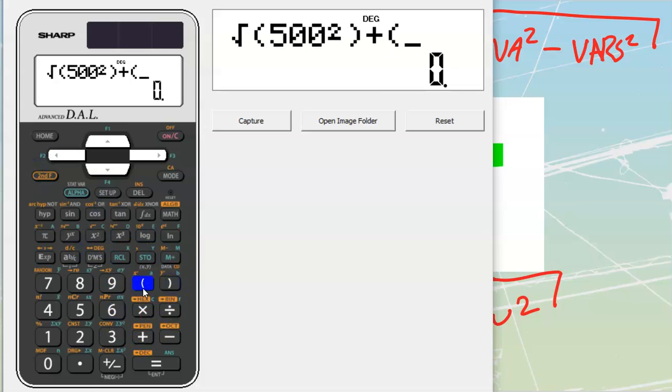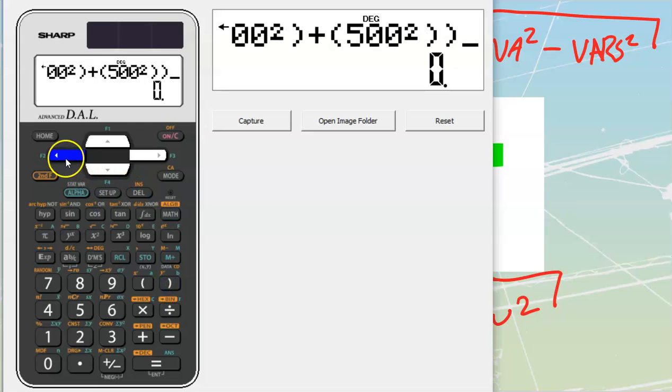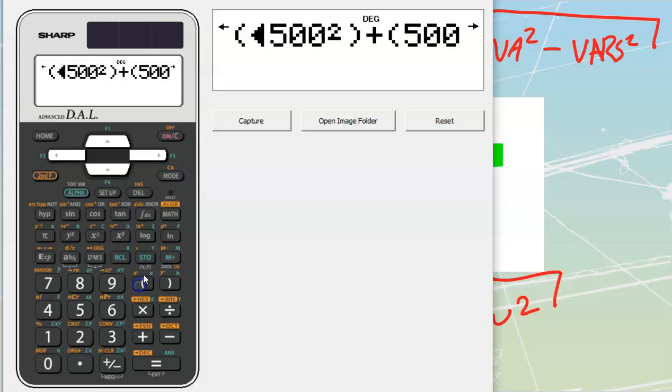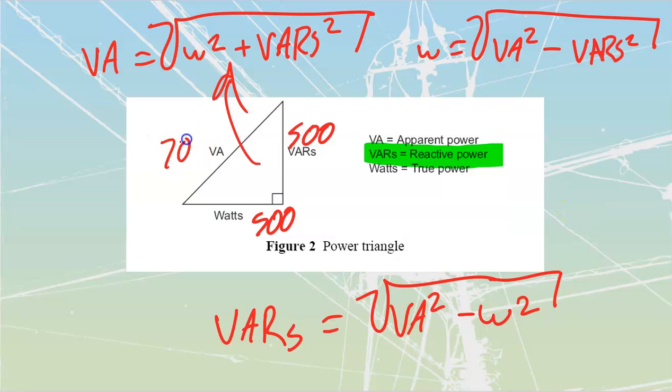And there, because we're adding the two short sides, we have to do the addition. Oh, I forgot a bracket there at the beginning, so we'll just go back to the very beginning. Add one more into the front there. There we go. 500 squared plus another 500 squared, which gets us out to a value of 707 VA that we would have. 707 VA. The other ones are just going to be derivatives of this.